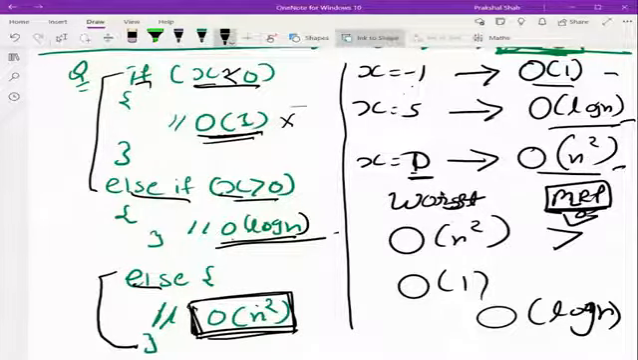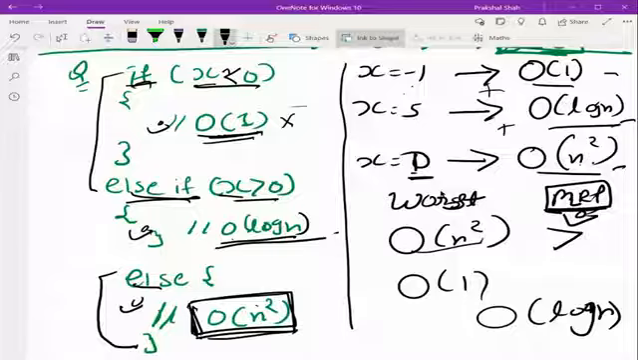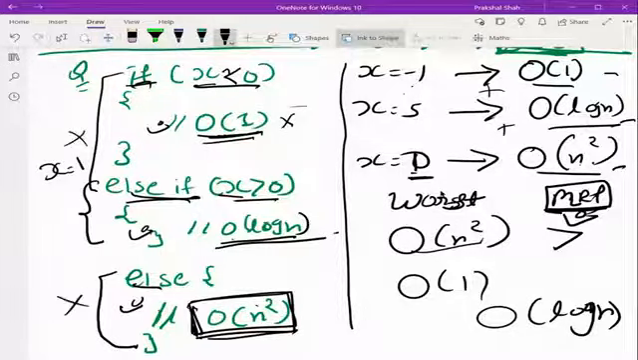Dipanshu, it is not a plus operation here because these three things are not executing together. At a time, any one of these would be executed, so we cannot add these three. Either it can be order of 1, or order of log n, or order of n square, but we are calculating the maximum. That is why we took order of n square. Why are we not making it a plus operation here? Because this is our conditional statement. If I make x equals 1, then only this part will execute, not this and not this.